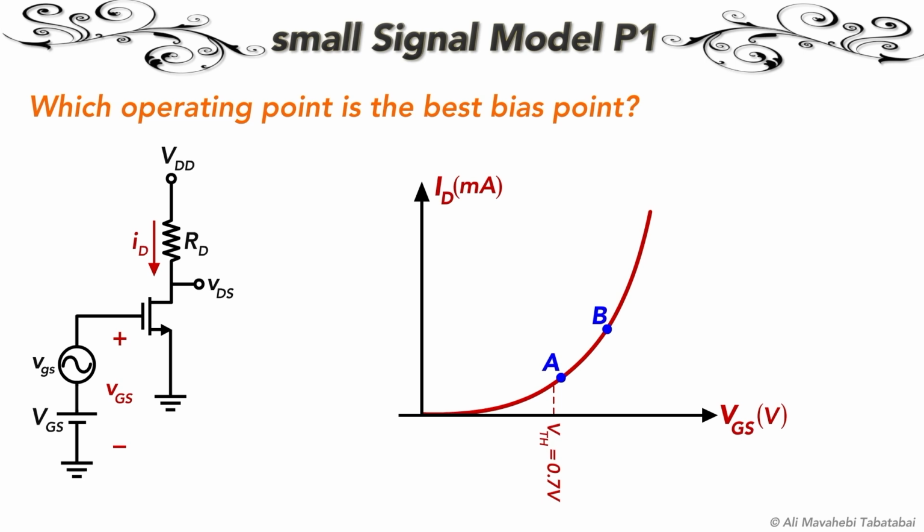So the requirements of the design will dictate the best possible point to bias the transistor. If you want to bias your transistor for a low power application, you may prefer to sacrifice amplification for better power consumption. In the next video, I'll show you how to create the small signal model of a MOSFET.